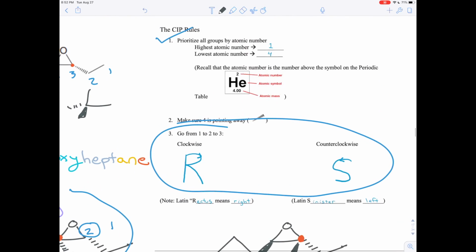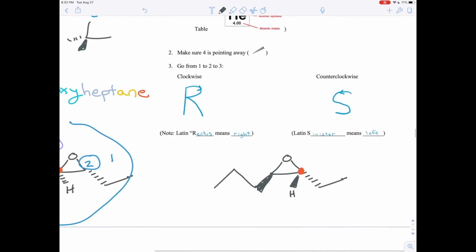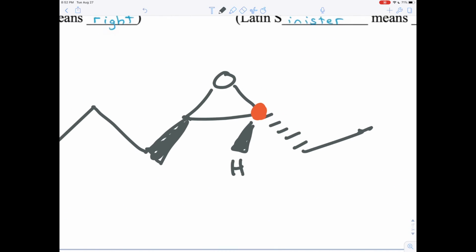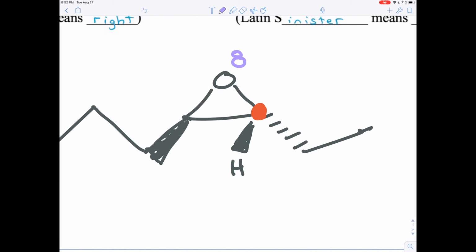So after we know it's a chiral center, we want to go to this step 1 and prioritize everything based on atomic number. So this oxygen here has an atomic number of 8. The 2 carbons, this carbon here has an atomic number of 6, this carbon here has an atomic number of 6, the hydrogen at the bottom has an atomic number of 1. So again, immediately we know oxygen has the highest atomic number, it's going to get the highest priority of 1. Hydrogen has the lowest atomic number, it's going to get the lowest priority, a priority of 4.